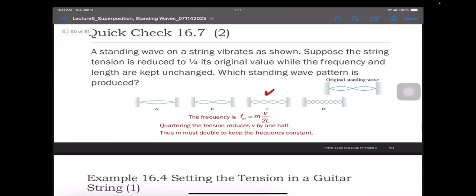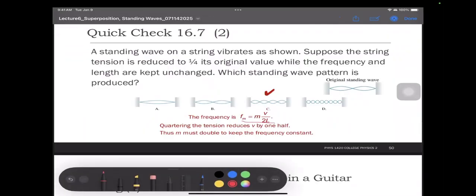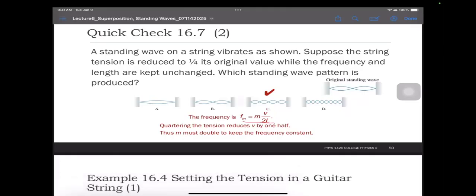Yeah, it is C because we use this equation. Countering the tension reduces v by 1/2. Thus, m must double to keep the frequency constant. Does it make sense to you?